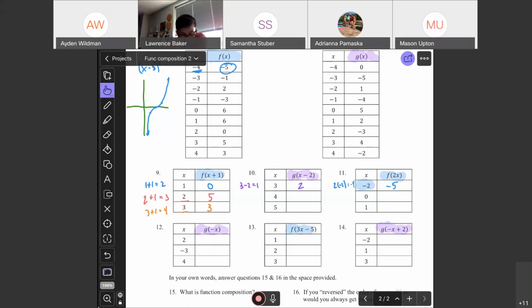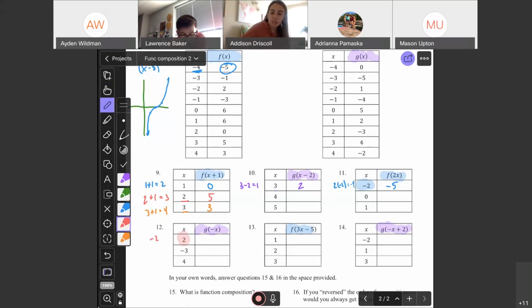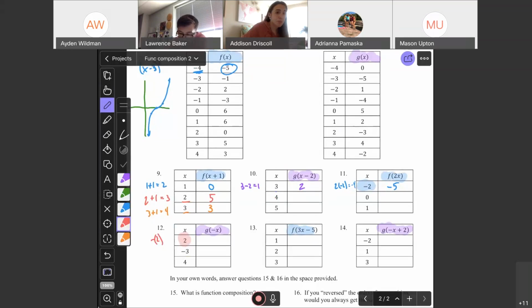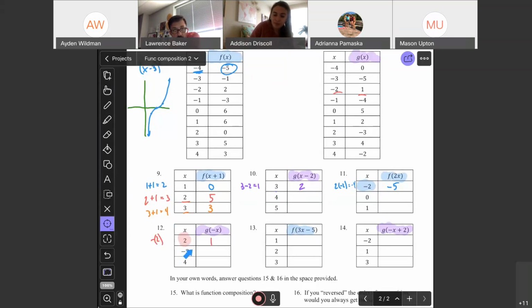So Addison, what about this one here on 12? How would we do that one, Addison? Why don't you just make it -2, and then up on the G one, it would be 1. So -2 gives us 1. Sounds good to me. Of course, on the next one you have a negative, right? So that would become a +3, and then you go over here for +3. Cool beans.